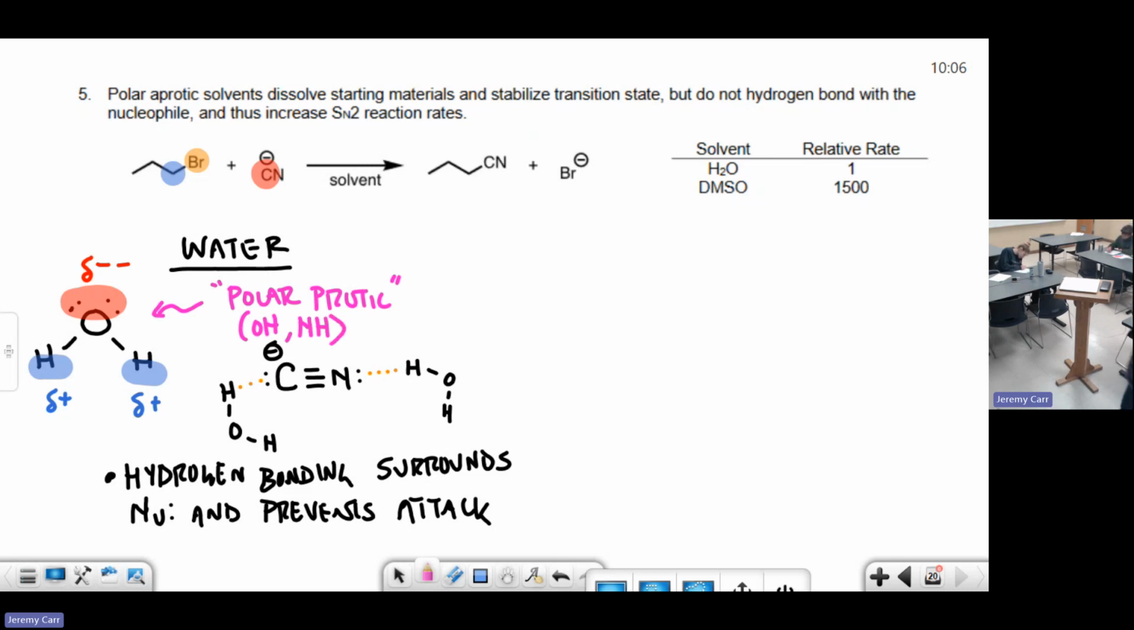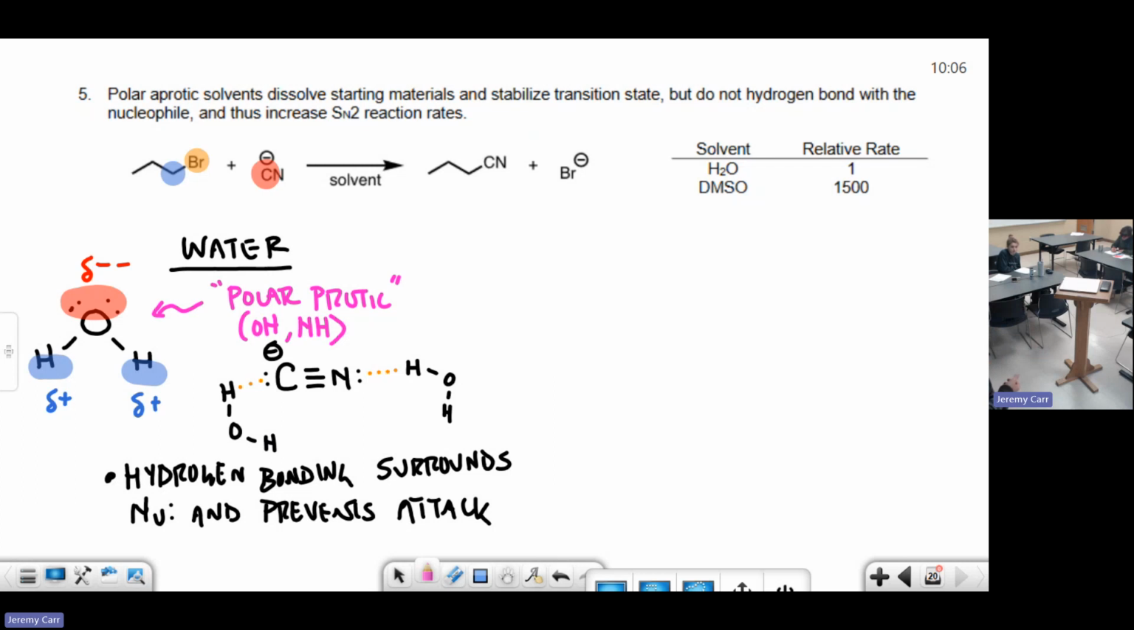So anytime you see a chemical reaction, an SN2 reaction, where you have a nucleophile, it's electron rich, and you do this reaction in polar protic solvent, you shouldn't expect to see any product form. And that's because that polar protic solvent is going to surround the nucleophile and prevent it from doing what it needs to do. That is to form that new carbon-carbon bond or whatever it is.